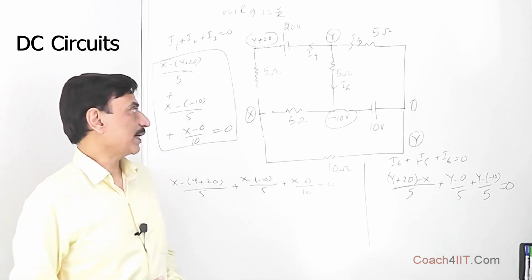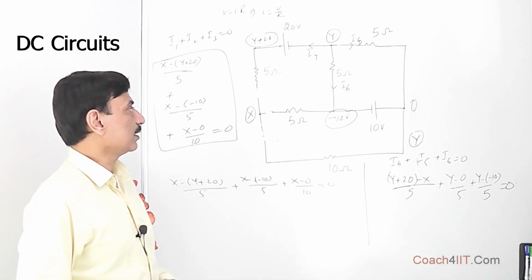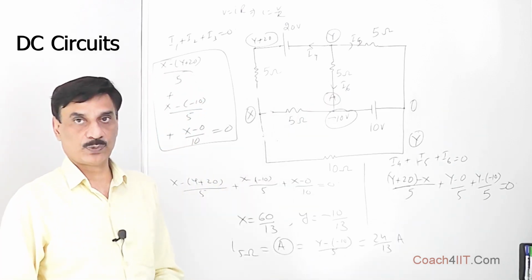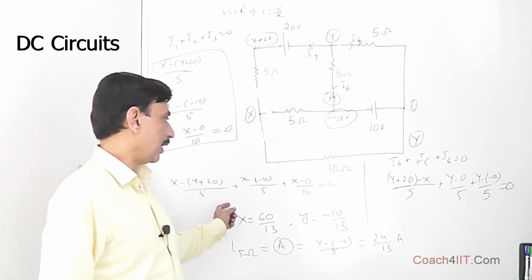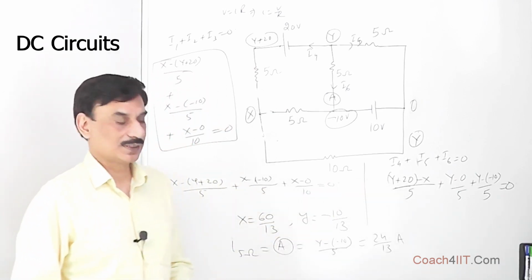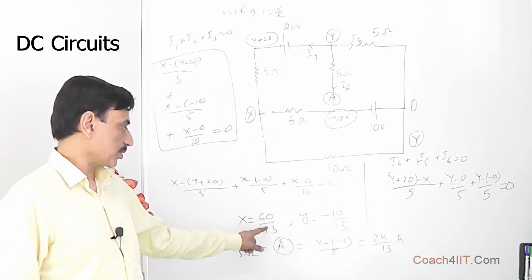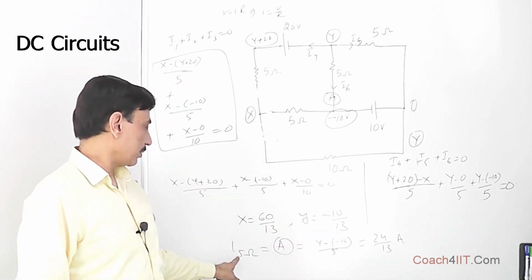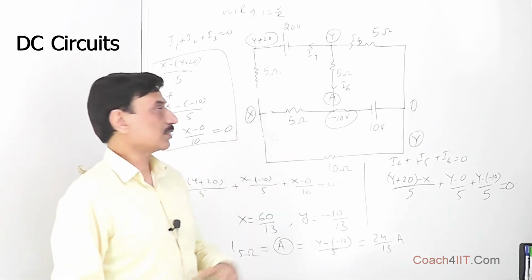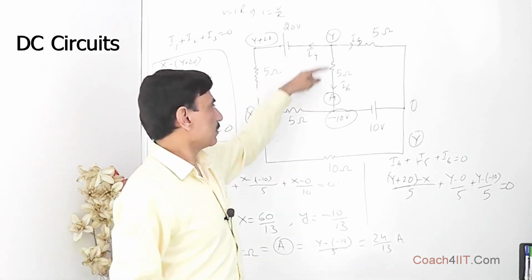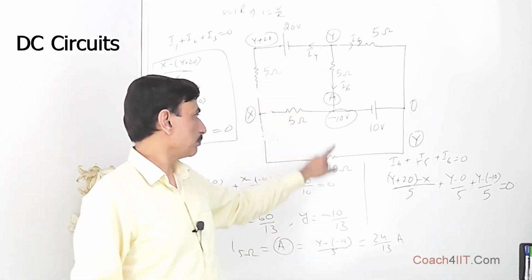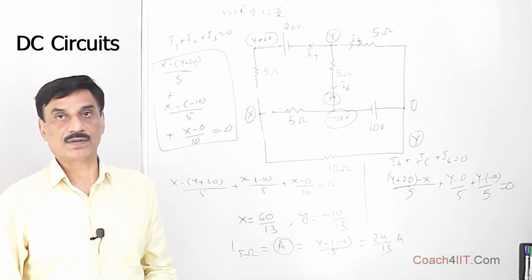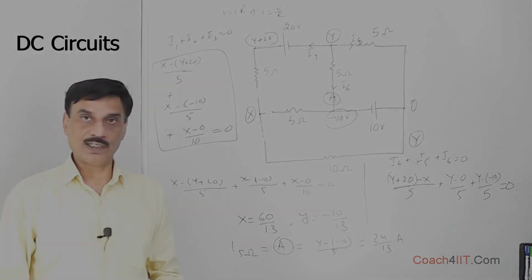Once we get the value of X and Y, we can easily find the current through any of the arms in this circuit. The values of X and Y which come out after solving these two equations are: X comes out to be 16 by 13, Y comes out to be minus 10 by 13, and the current through the 5 ohm resistor is obviously this minus this, that is Y minus minus 10 by 5, which comes out to be 24 by 13 ampere. You can solve it and check the values for yourself.